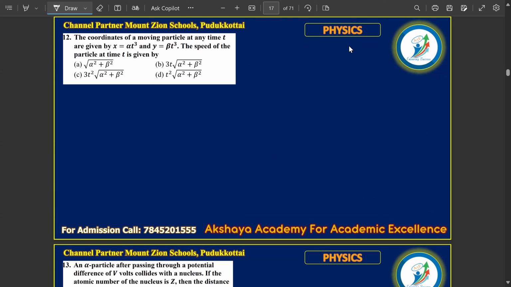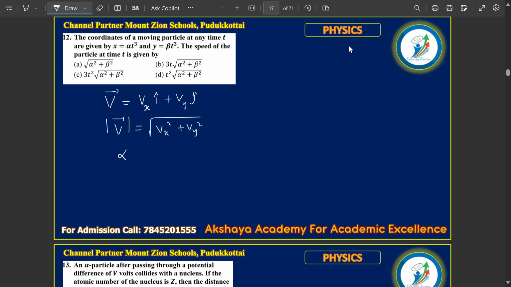Question number 12. The coordinates of a moving particle at any time t are given by x is equal to alpha t power 3 and y is equal to beta t power 3. The speed of the particle at time t is given by. So we need to find out the velocity vector, which is equal to vx i cap plus vy j cap. The magnitude of velocity, or the speed, is nothing but root over vx square plus vy square.